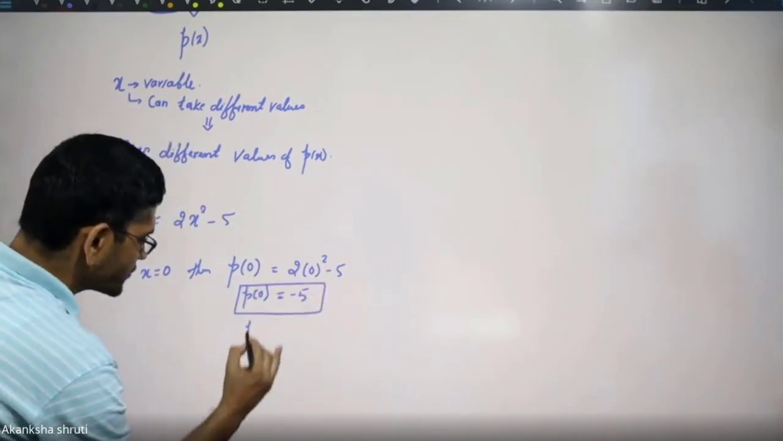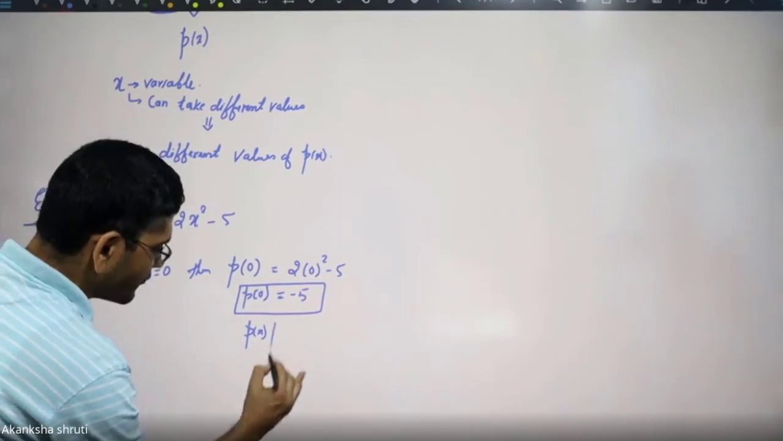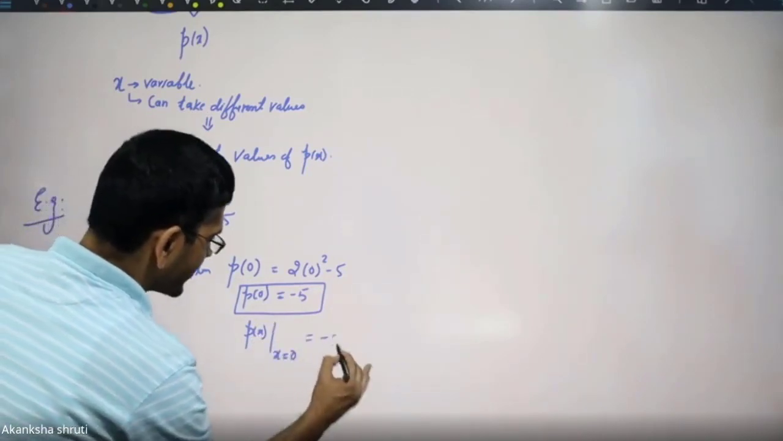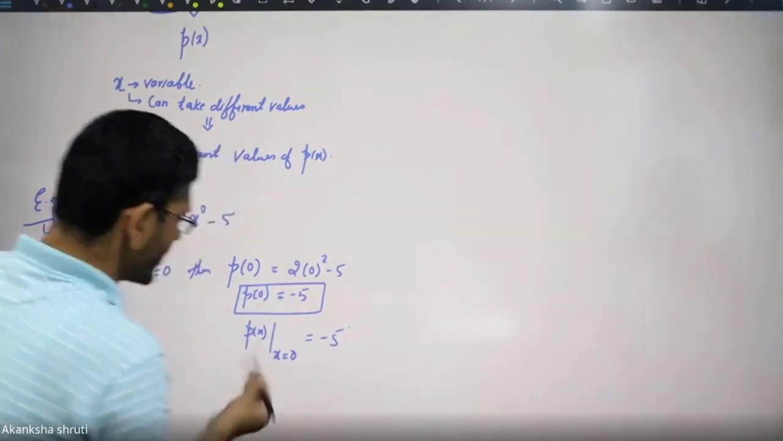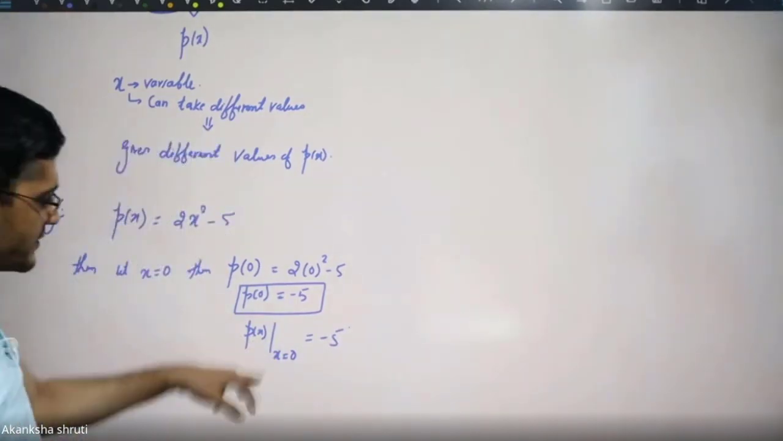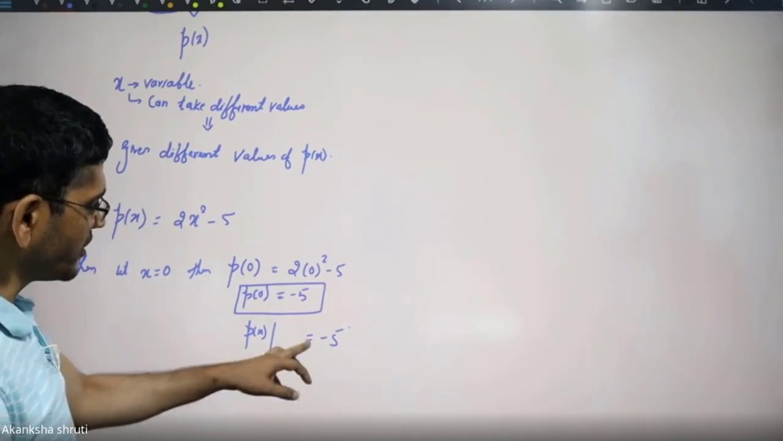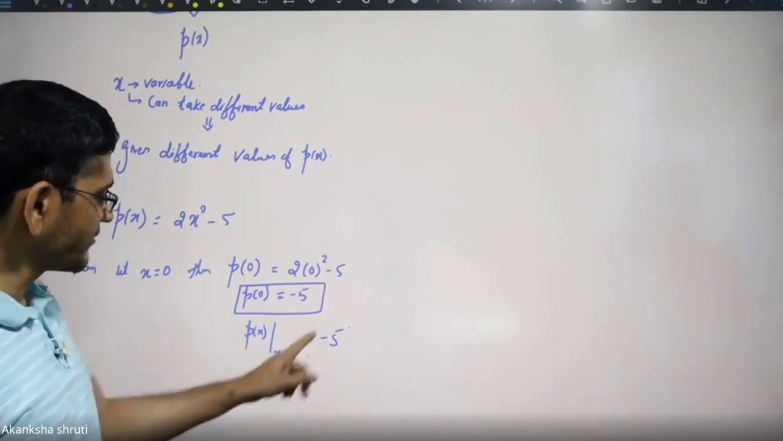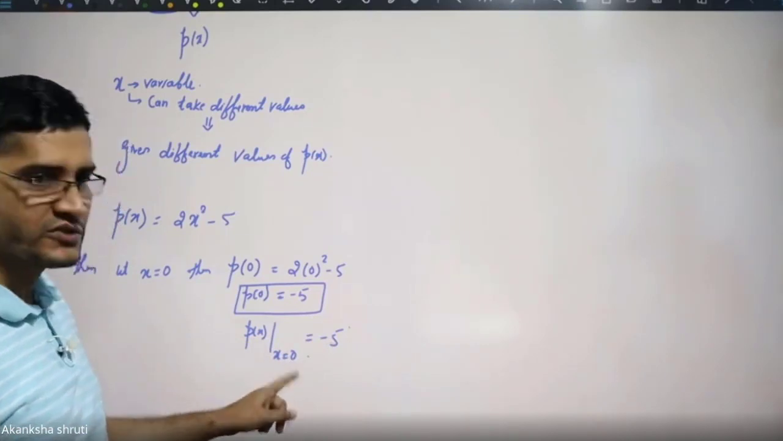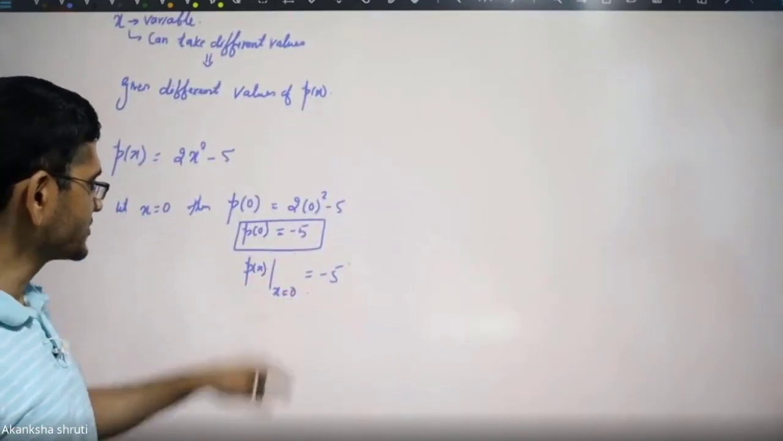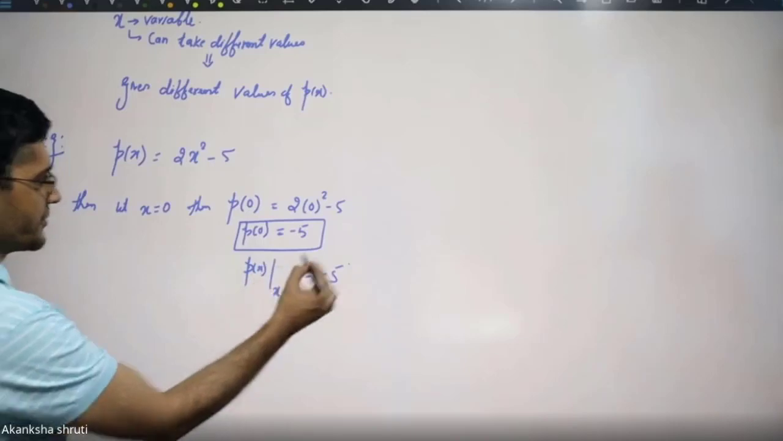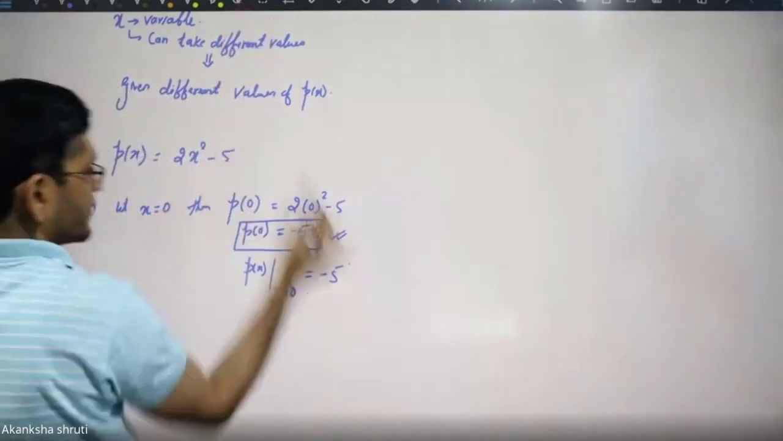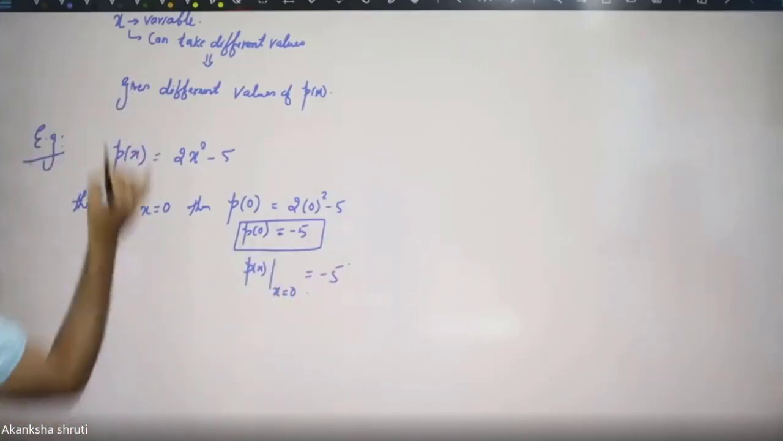Or sometimes also written as p(x) for the value x equals to 0 is minus 5. Both are the ways of writing. This indicates the polynomial p(x) is taking the value minus 5 at x equals to 0. In different books you may get different kinds of denotation, but this one is mostly used. So here I have taken this value of x.